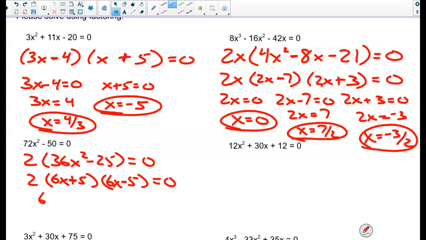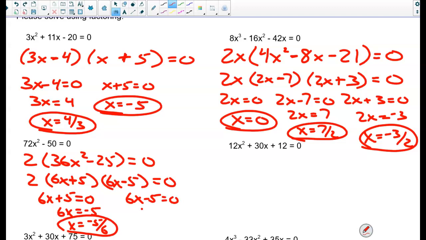And now we're setting 6x plus 5 equal to 0. 6x equals a negative 5. x equals negative 5/6. 6x minus 5 equals 0. 6x equals 5. And x equals 5/6. And those are my answers.